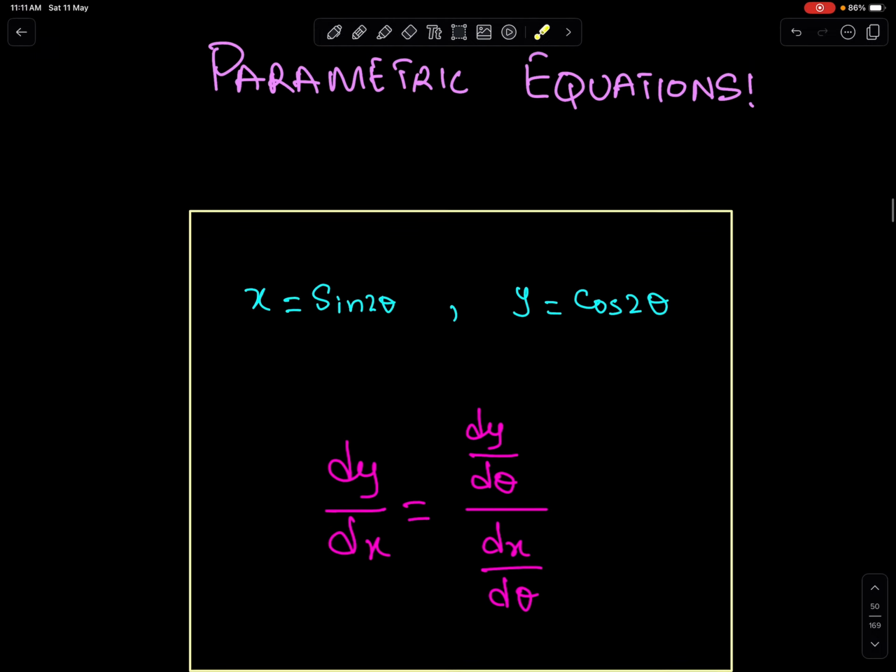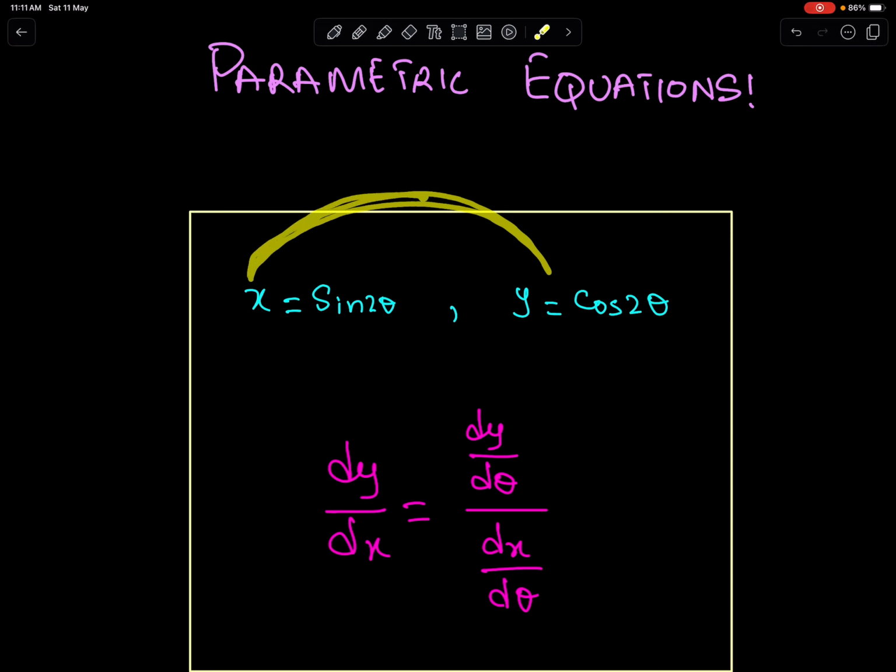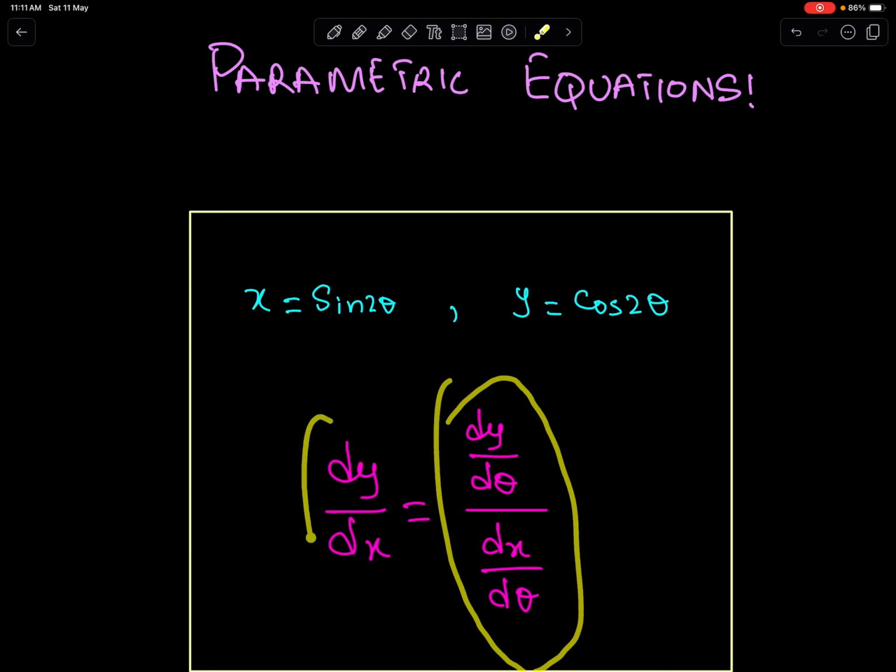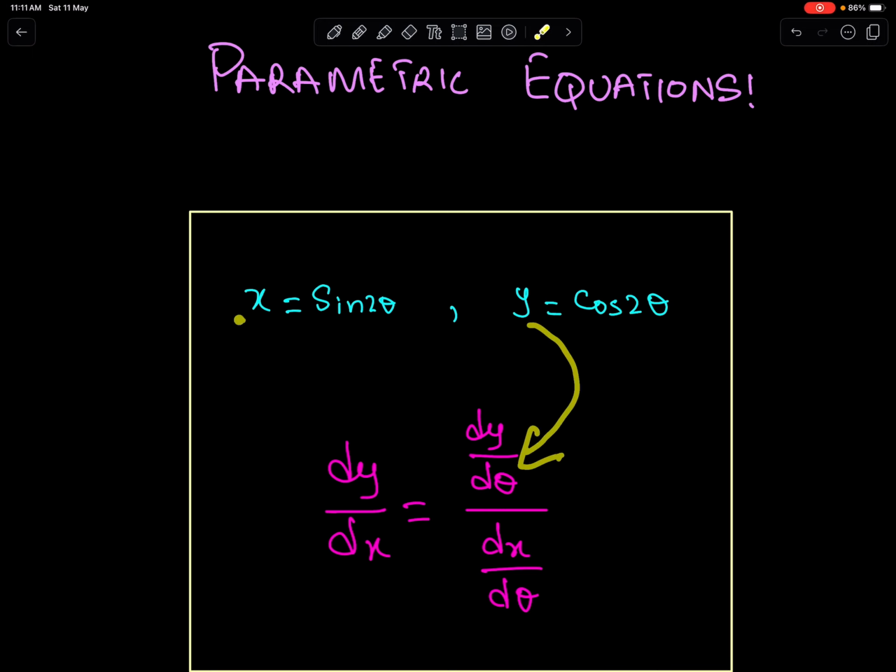Parametric equations means two equations containing x and y, and both x and y either depend on theta or t. For example, here x depends on theta and y is also depending on theta. And this is the formula of the gradient of parametric equation. We write differential of y in numerator and differential of x in denominator.